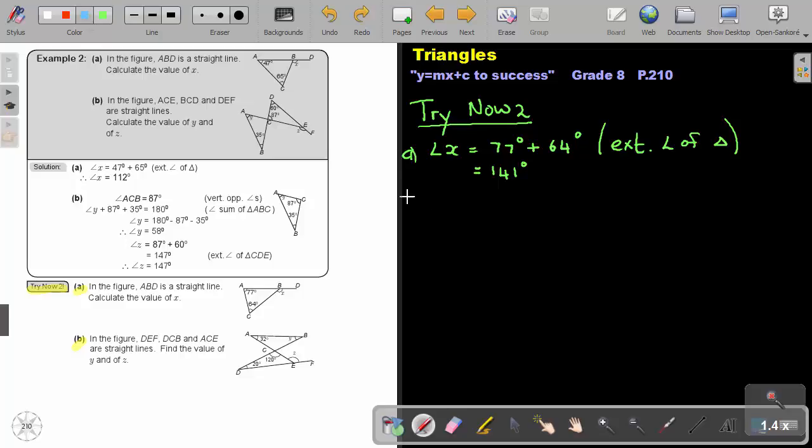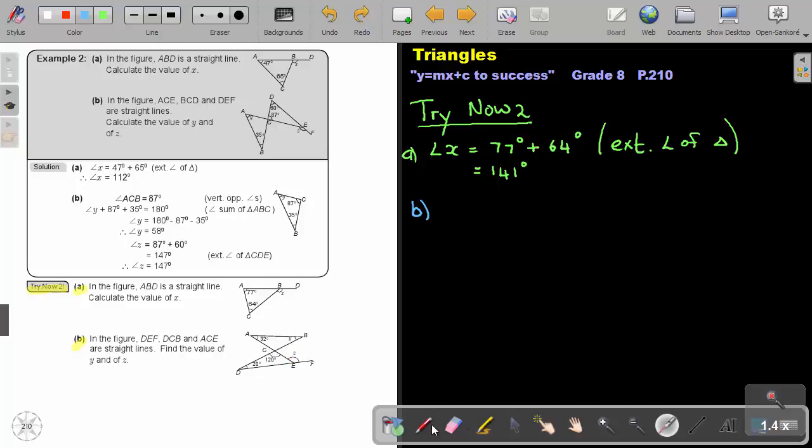Then let's look at number B. This is more or less like that one. So in the figure DEF, let's just first look at the information. DEF and DCB and ACE are straight lines. Find the value of y and z. There's y and there's z.